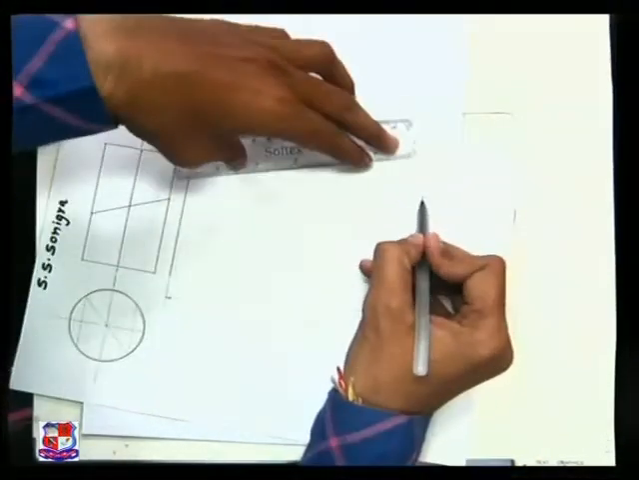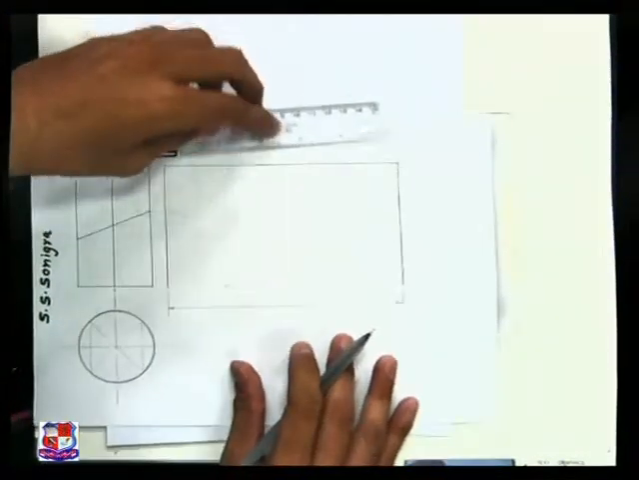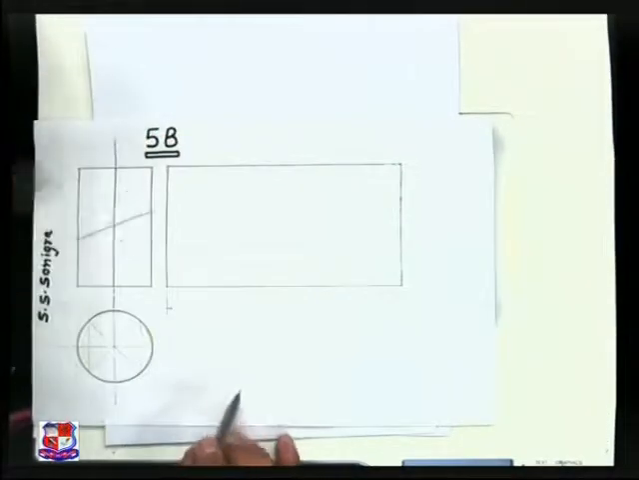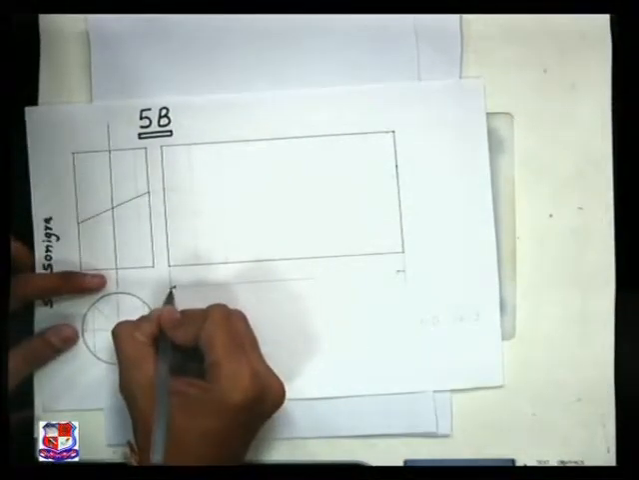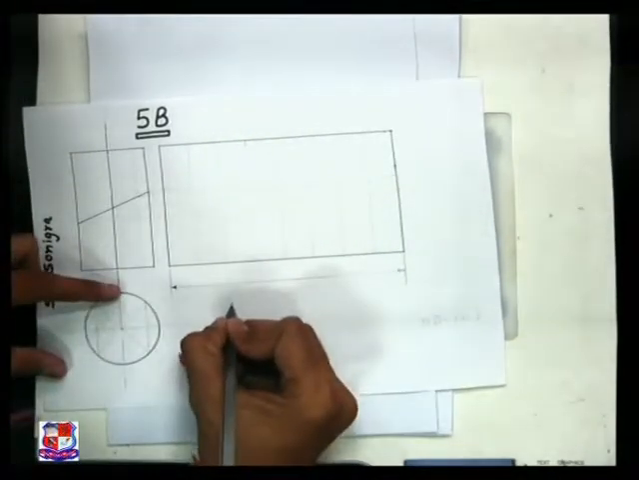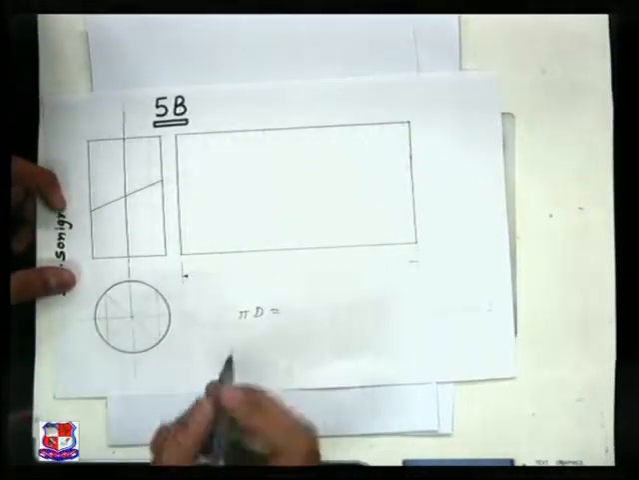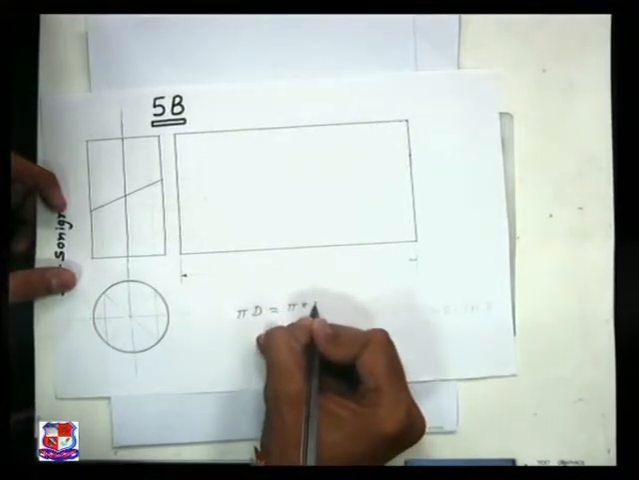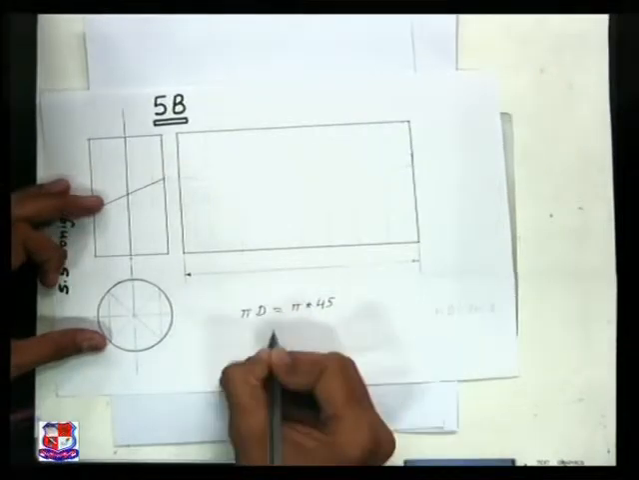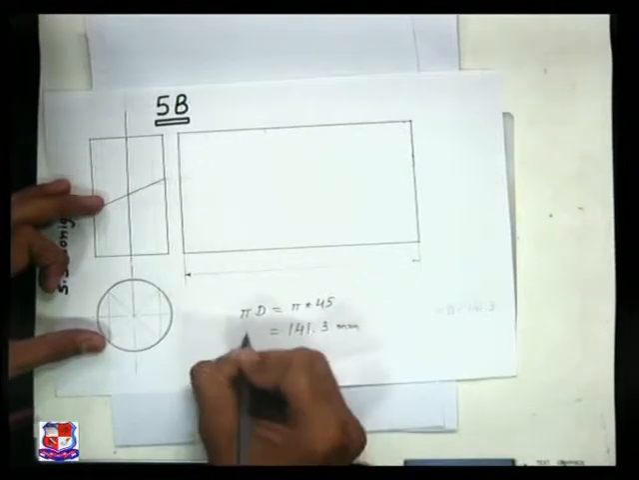and the height of this rectangle, that is the developed portion of the cylinder, would be equal to the height of this cylinder, which is given in our problem. And what should the width be? The width would be equal to the periphery of this cylinder, that is pi into d. The diameter in this case is 45 millimeter, so that comes out to be equal to 141.3 millimeter length.